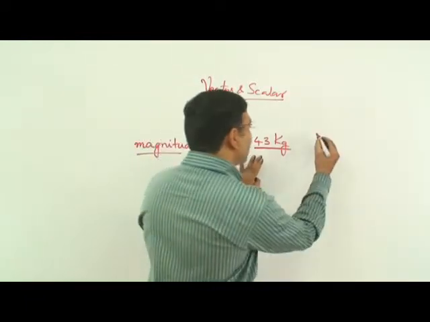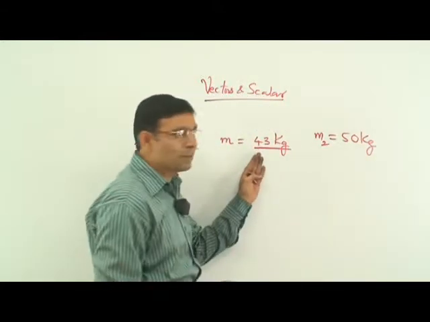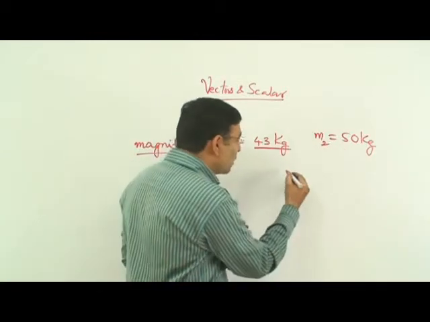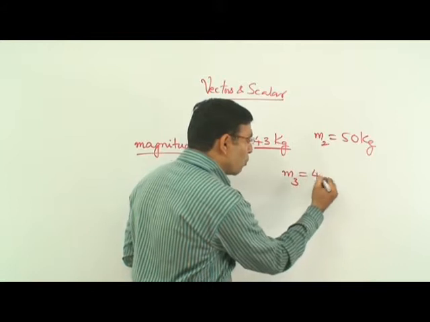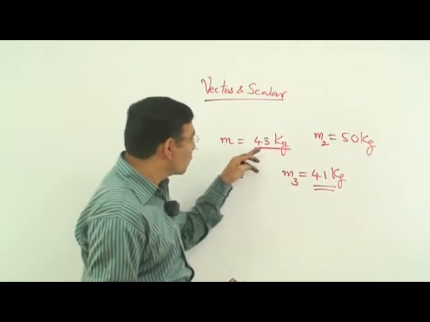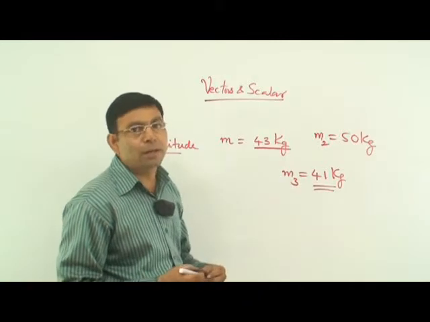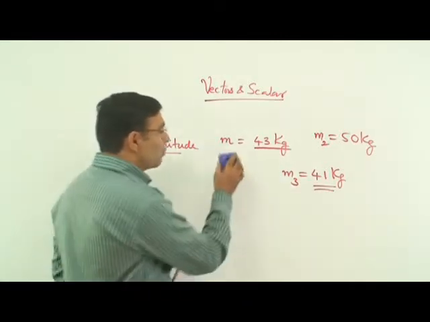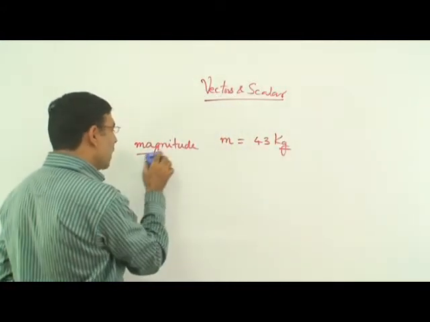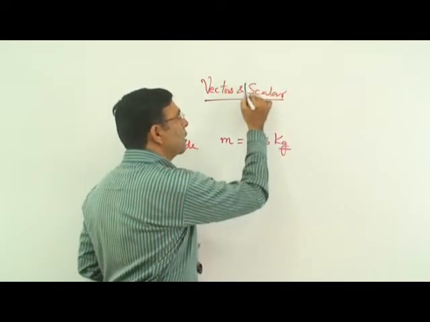It gives you complete sense. For example, there's another boy of mass say 50 kilogram. He can easily understand the girl's mass is 7 kilograms lesser than his mass. And suppose there's another girl whose mass is say 41 kilogram. That girl can easily make out mass of this girl is 2 kilograms more than the mass of this girl. Clear? So like that it gives you complete sense. So a physical quantity which gives you complete sense by magnitude alone, direction is not required, such a physical quantity, we call it as a scalar quantity.